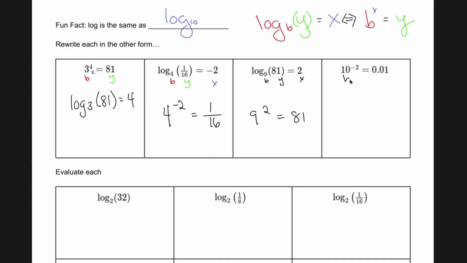And you're going to be my b, and you're going to be my x, and you're going to be my y, because now I'm comparing you to you. So I would write you out as log base 10 of 0.01 equals negative 2. But you know what I just learned? I can just write it out like this. Log of 0.01 equals negative 2. All right?